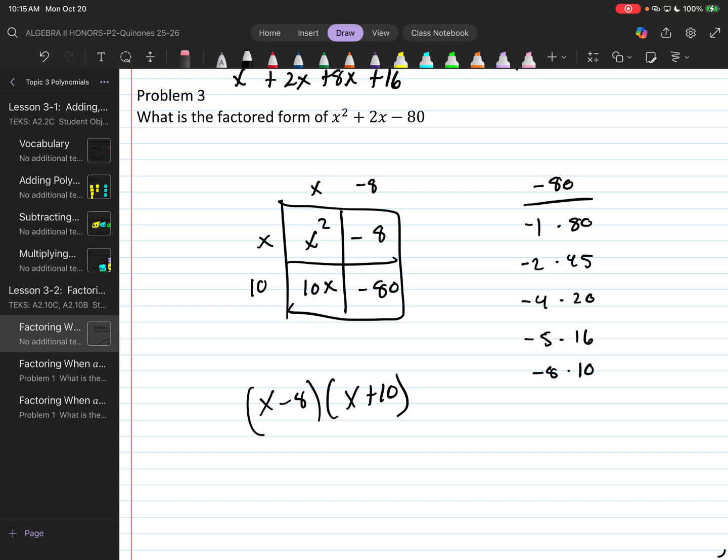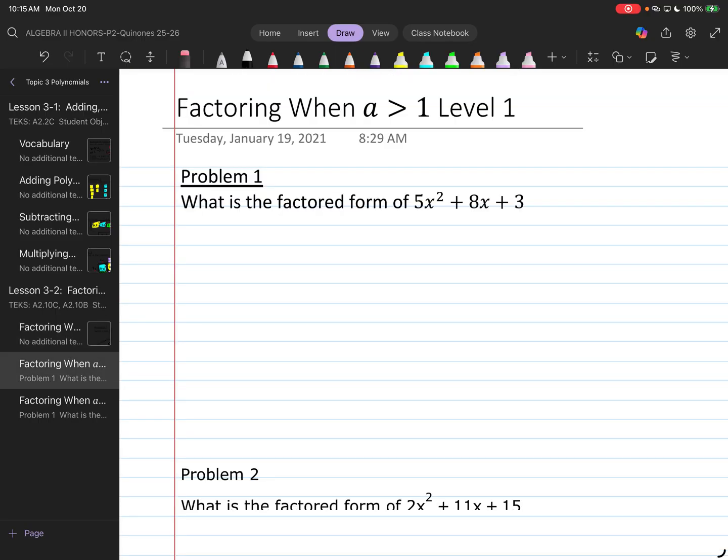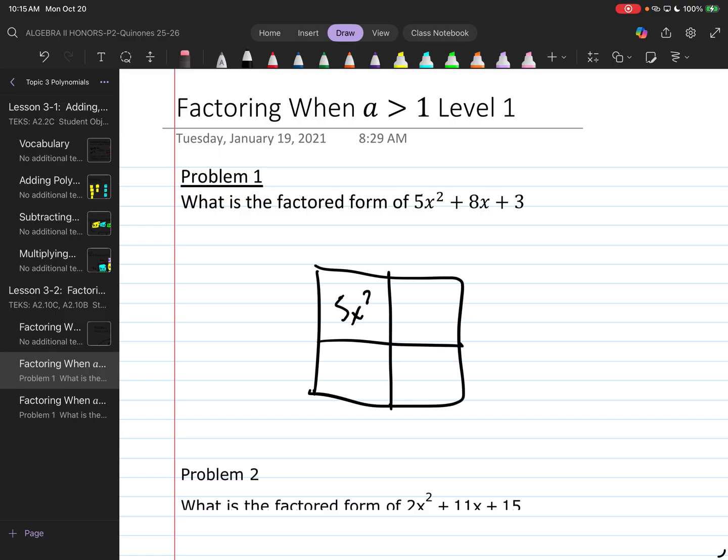Okay, perfect world. A is equal to 1, or the leading coefficient is 1. Great. It's so easy. What if the leading coefficient is not 1? For example, what if I end up with 5x squared plus 8x plus 3? Well, the steps aren't going to change. The steps are going to remain the same. So let's do it. Same thing, open up a box, and you know that 5x squared goes here and 3 goes here.